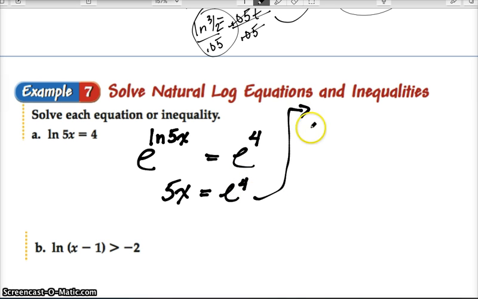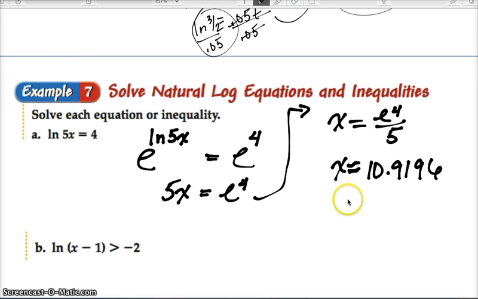We can continue this line of thinking by isolating x. Since everything else is a numerical value, we'll isolate x by dividing both sides by 5. X is therefore equal to e to the fourth power over 5. And with a little bit of calculator work, we get that x is equal to approximately 10.9196.